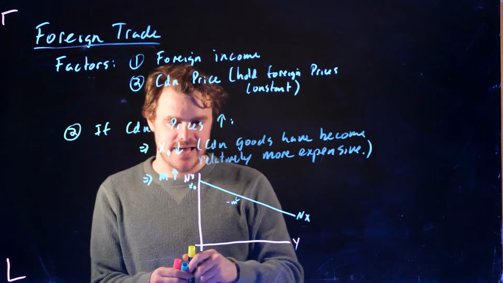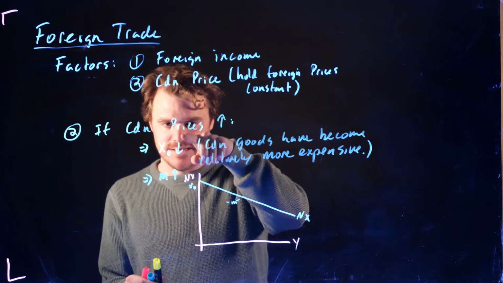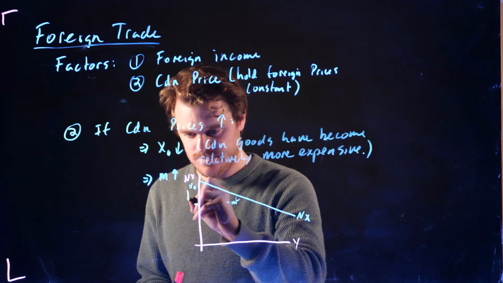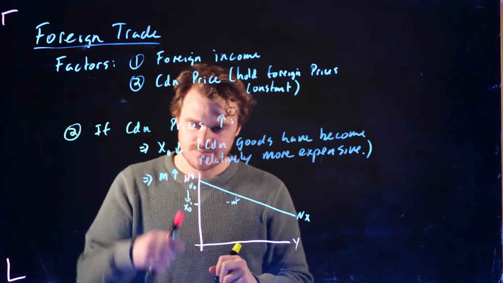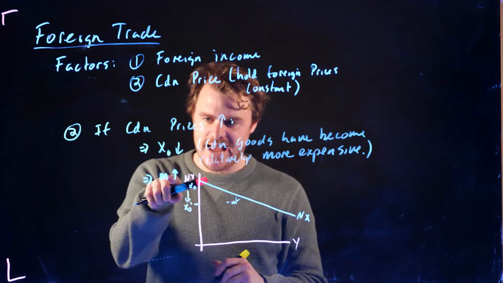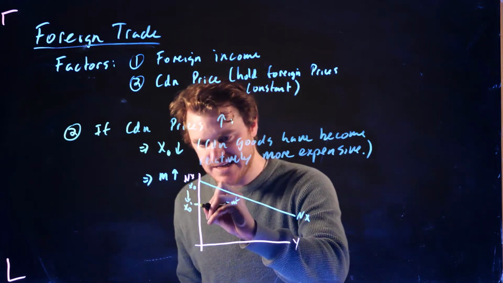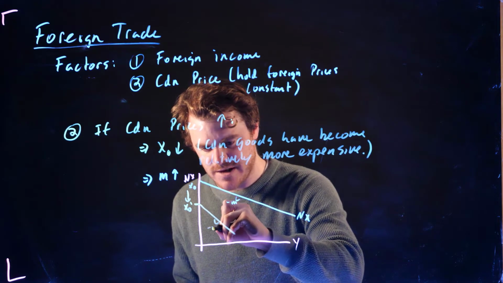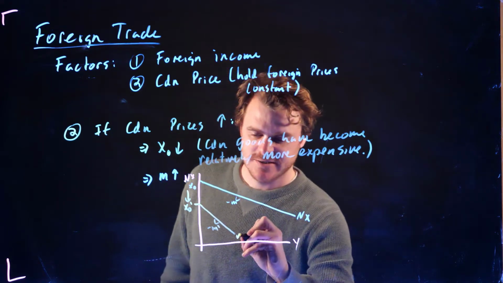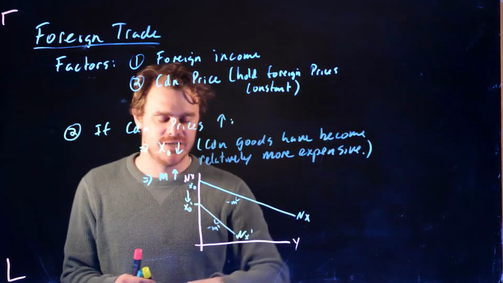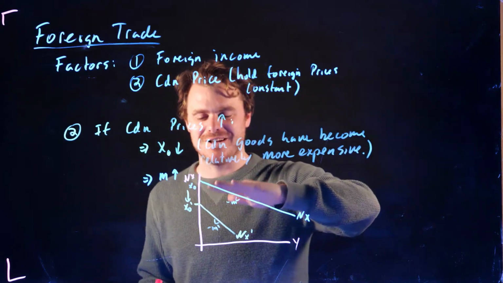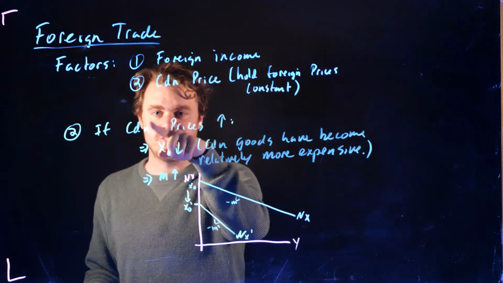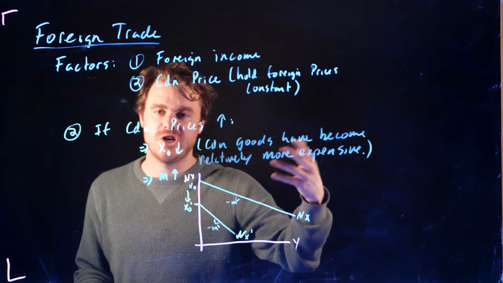what's going to happen is that X0 is going down, so the intercept goes down, but M is going up, so the slope is getting steeper. Minus M, I'm going to put a prime there. So this is our new net export function. It's very pronounced on this graph, but it shifts down and becomes steeper if there's a change in Canadian prices or a change in exchange rates.